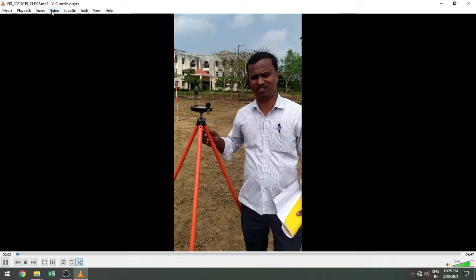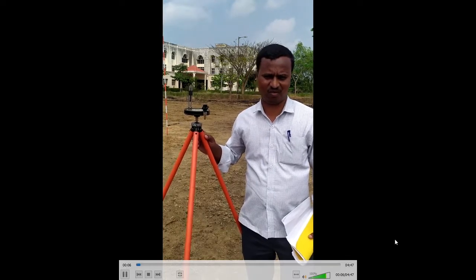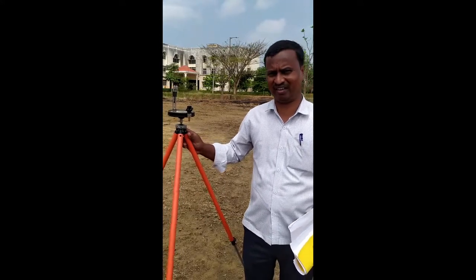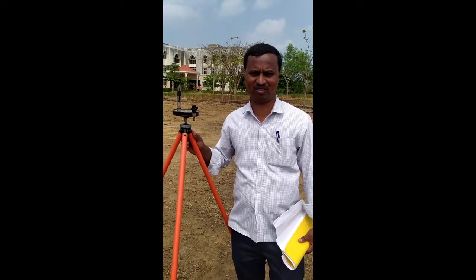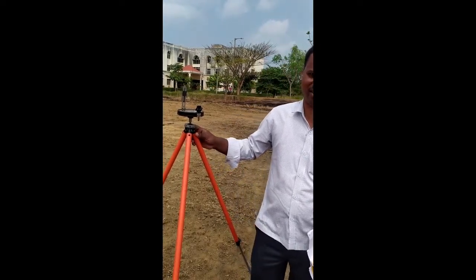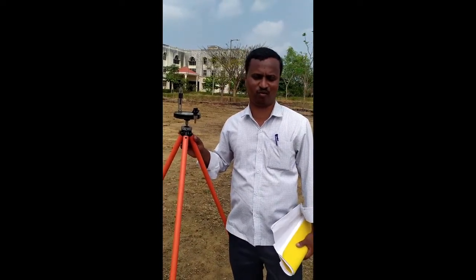Experiment 6, that is closed traversing. In this experiment we are going to conduct the closed traverse. Closed traverse means after carrying out the surveying work, the end point of the surveying work will close with, or coincide with, the starting point of the survey work. That is called the closed traverse.